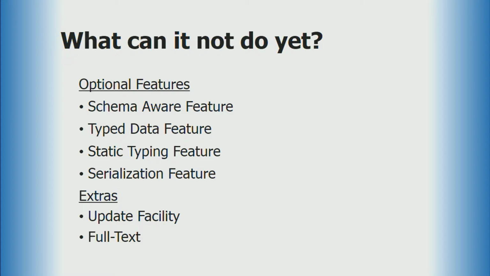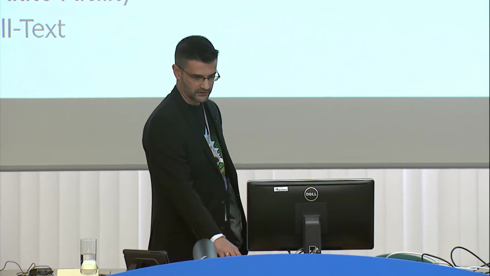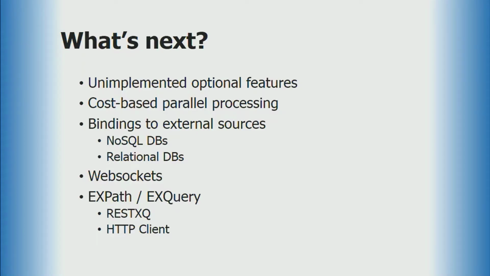Update facility, didn't do, may do later, or at least the copy statement, the copy return, that's easy enough, but there's no underlying database attached to it, so until I know when I'm updating, why implement it? And full text, that's very far in the future. So what's next? Plan on implementing all those optional features.